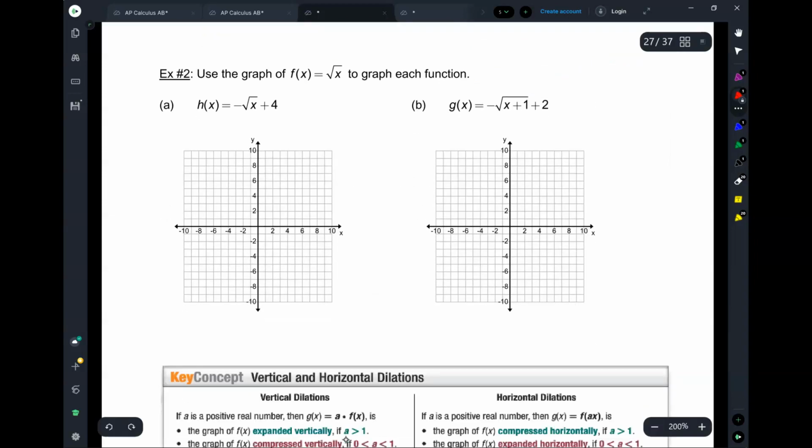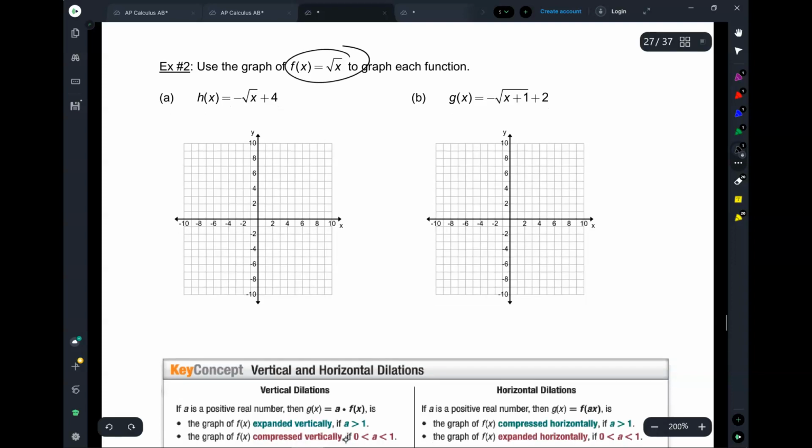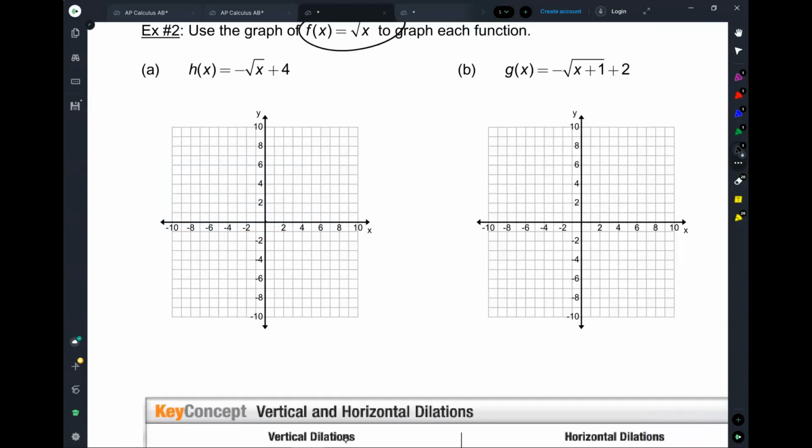All right, so let's do that then. We're going to use the graph of root x. So again, for this first one, I want to graph the parent function f of x. The square root, you should know what a square root graph looks like. You should be able to recognize it like a mile away.